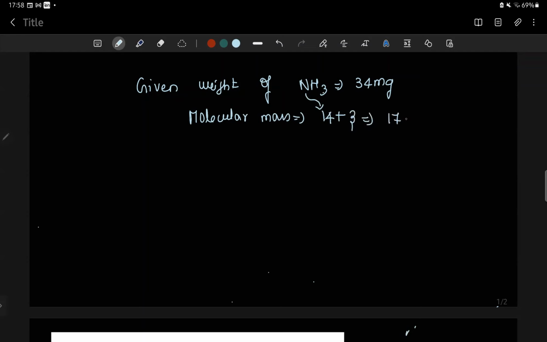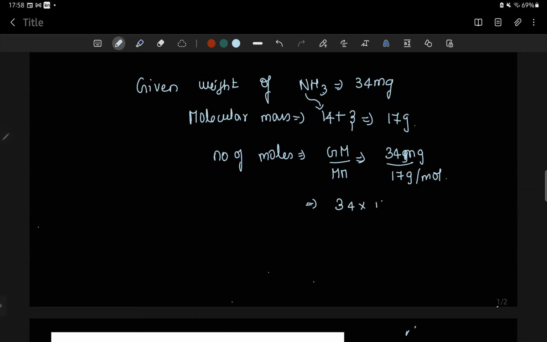So 17 grams. Okay, so now as usual, number of moles is equal to given mass divided by molar mass. So given mass is 34 milligram divided by molar mass 17 gram per mole. Again on simplification, 34 into 10 to the power minus 3 grams divided by 17 grams per mole. If you simplify this, what comes is 2. So directly 2 into 10 to the power minus 3 mole.